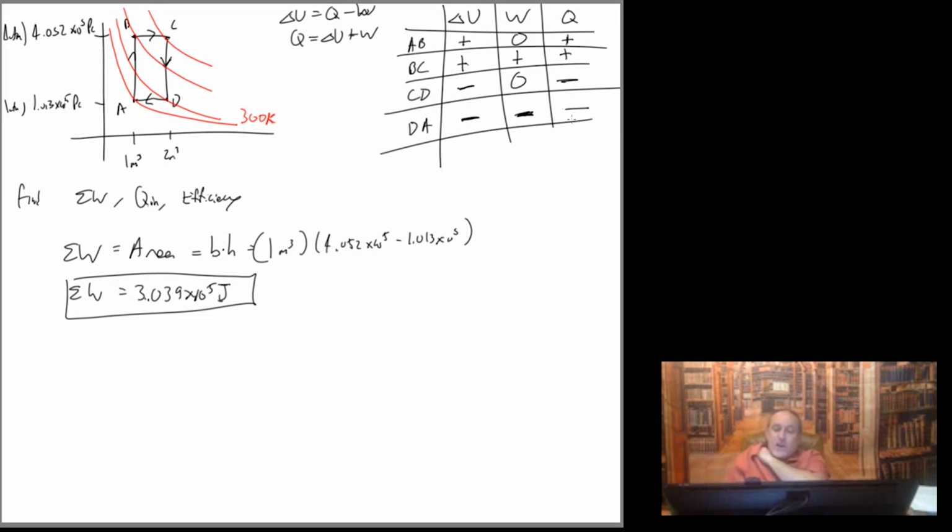Okay, so we know the signs of all of the Q's. I only care about the Q when it's positive. That's the heat going in. So what this has told us is that there's QAB going in, and then QBC going in, but then the QCD is going out. And the QDA is also going out of the gas.